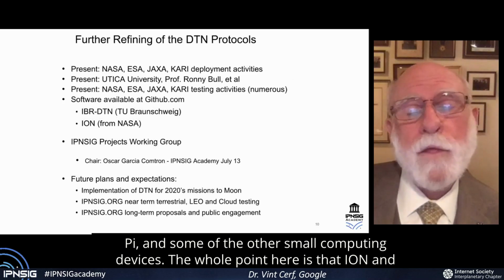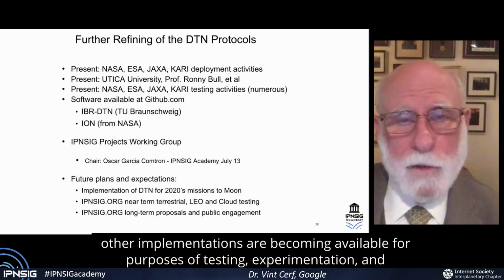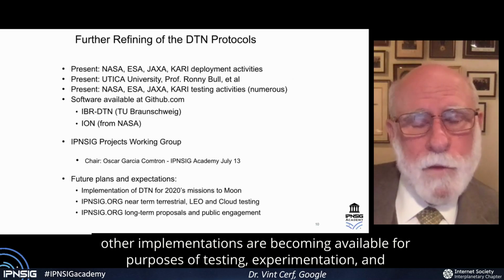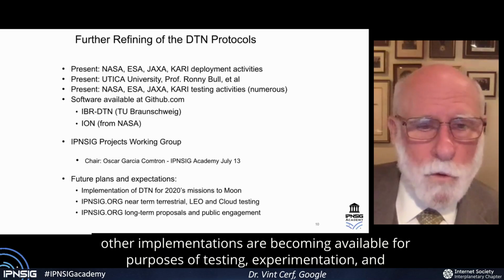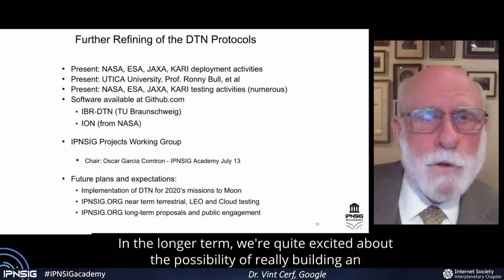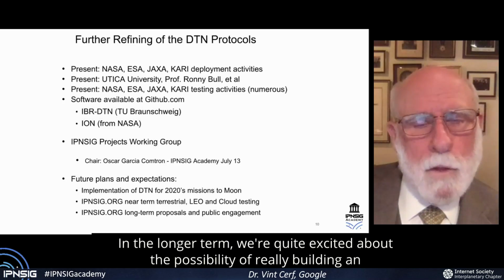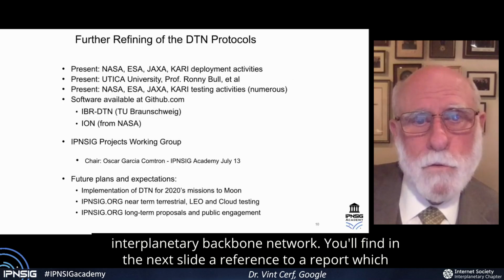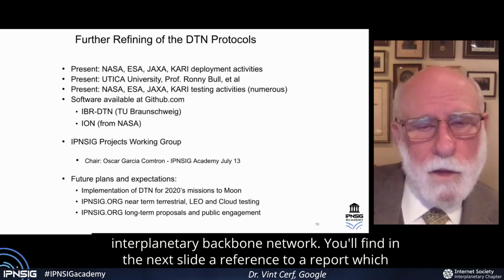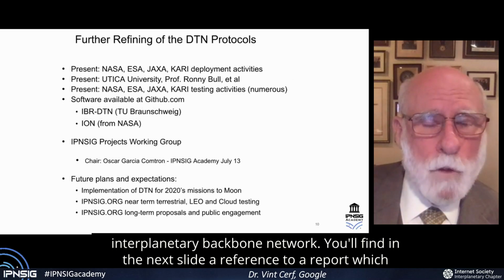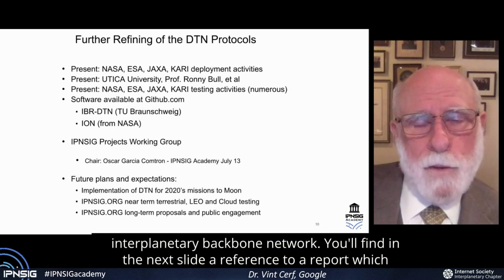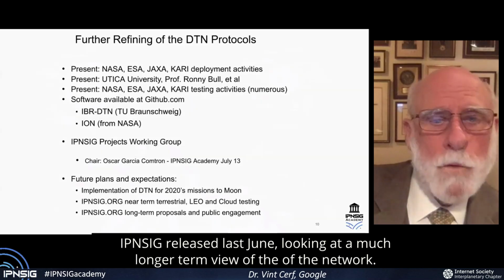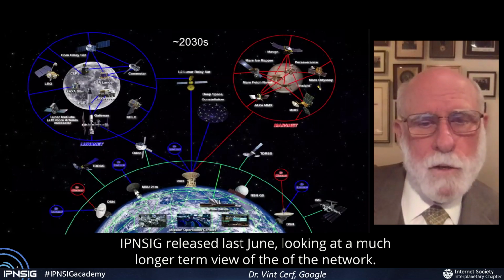So the whole point here is that ION and other implementations are becoming available for purposes of testing, experimentation, and deployment. And of course, in the longer term, we're quite excited about the possibility of really building an interplanetary backbone network. And so you'll find in the next slide reference to a report which IPNSIG released last June, looking at a much longer term view of the network.